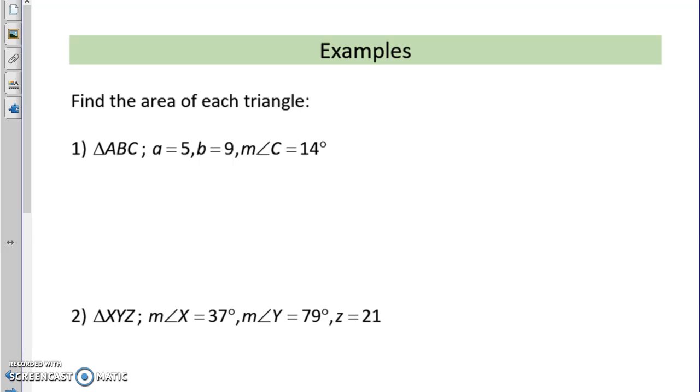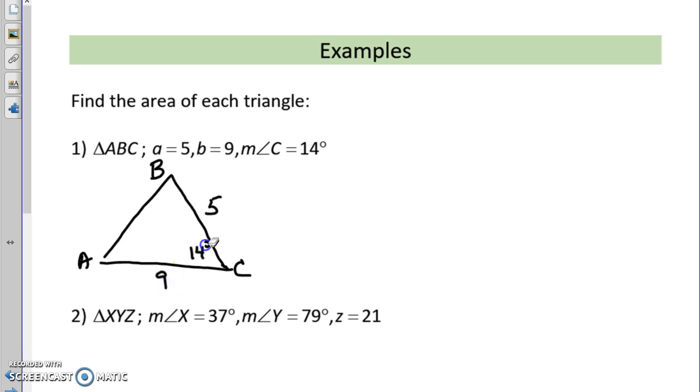Okay, let's do a few examples of finding area of a triangle. In this first triangle, we have triangle ABC. It doesn't matter if it's drawn to scale. So I'll just label the vertices A, B, and C. We know that side A is opposite angle A, so side A measures 5. Side B is opposite angle B, so that measures 9. And the measure of angle C is 14 degrees.